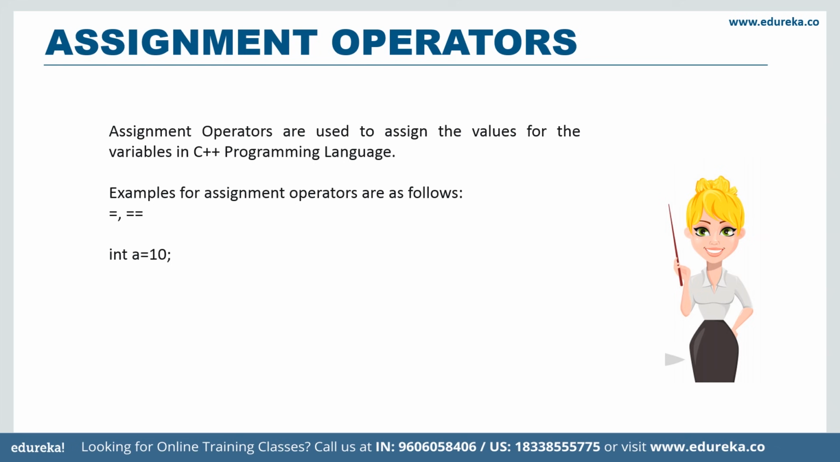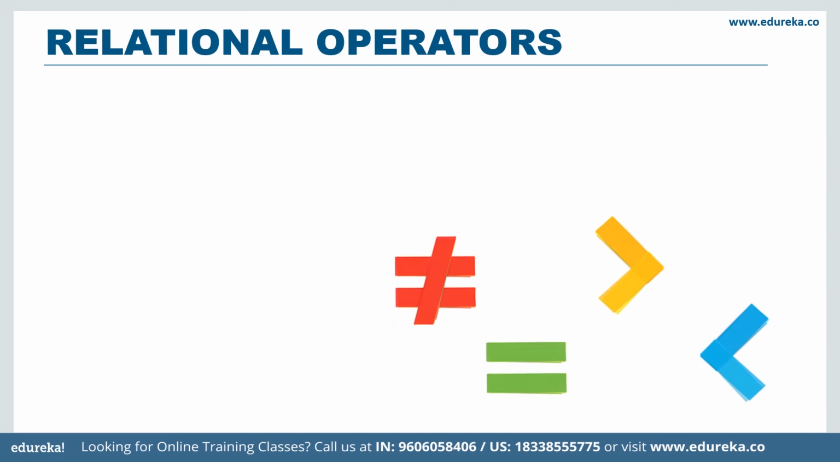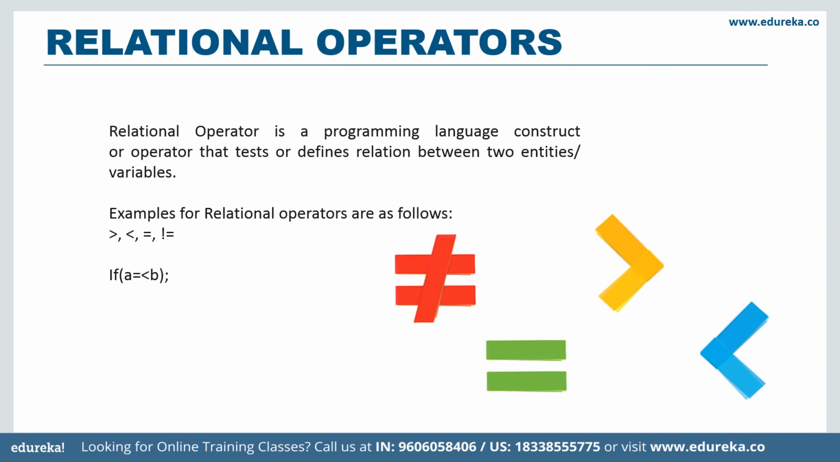Then we shall move on to relational operators. The name itself indicates the operation of this particular operator. The relational operator is a programming language construct or operator that tests or defines the relationship between two entities or variables. So the basic examples for relational operators are greater than, less than, equals to, not equals to, and a few more.